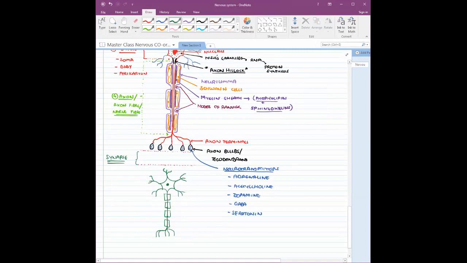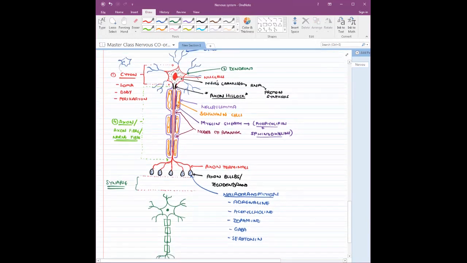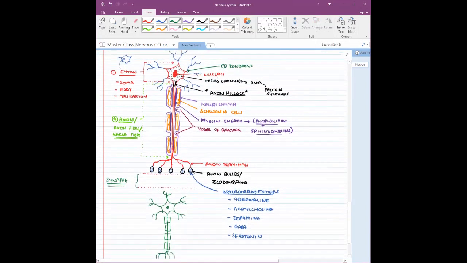In the first case, when the impulse has to pass, the information will pass from the dendrite to the dendron, from the dendron to the cyton, to the entire length of the axon. Then ultimately it is going to enter into your axon branches or axon terminals. Then it is going to enter into your axon bulbs.